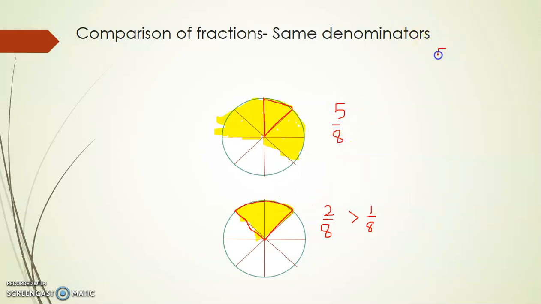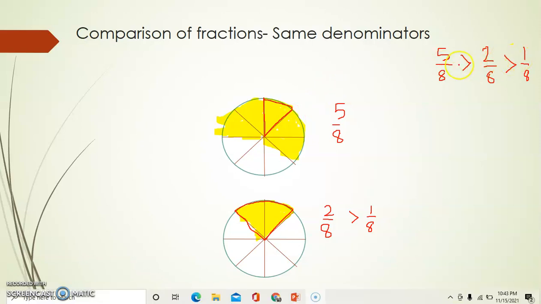Now when you compare 5/8 and 2/8, you can see 5/8 is greater than 2/8. 2/8 is greater than 1/8. 5/8 is bigger than 2/8. 2/8 is bigger than 1/8. So here we are comparing fractions with same denominator. So when we are comparing fractions with same denominator, greater the numerator, bigger the fraction. The fraction with the bigger numerator is the bigger fraction. So that is how we compare.